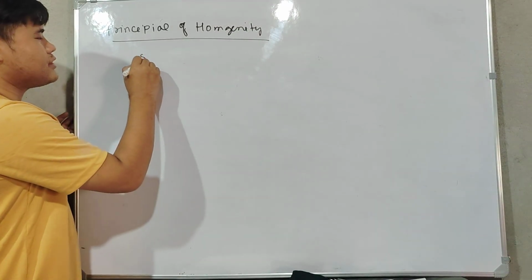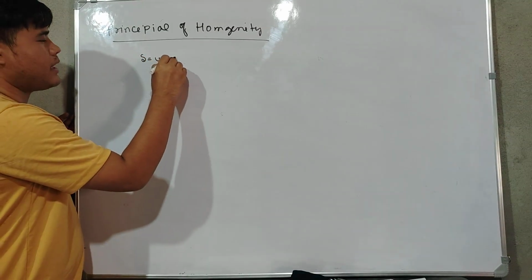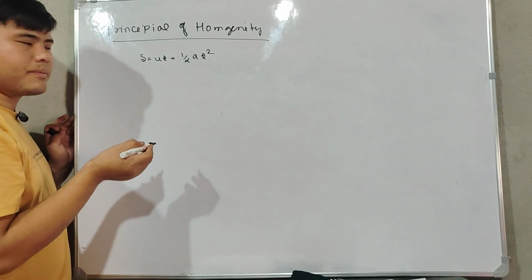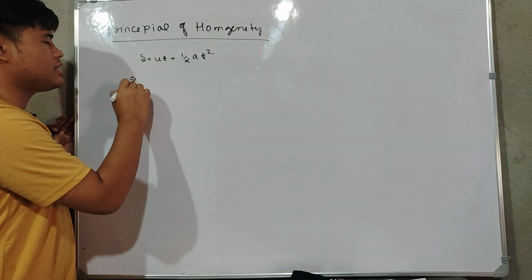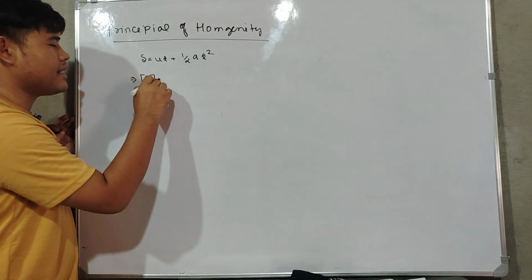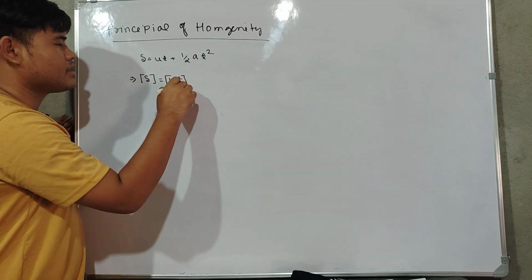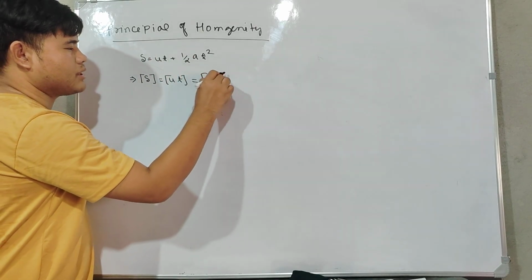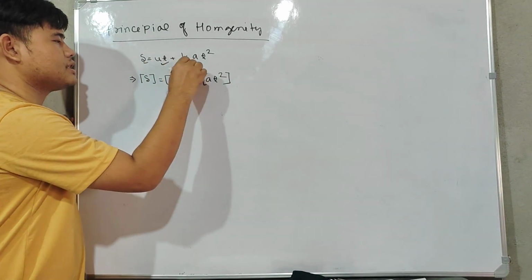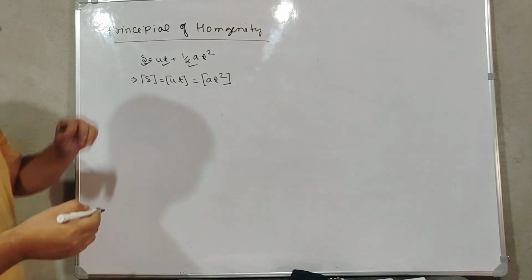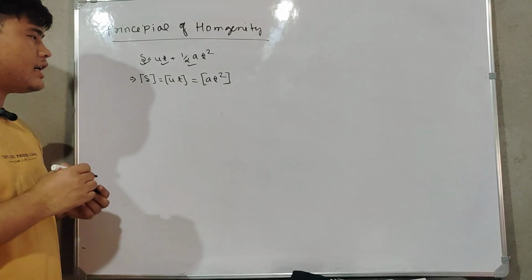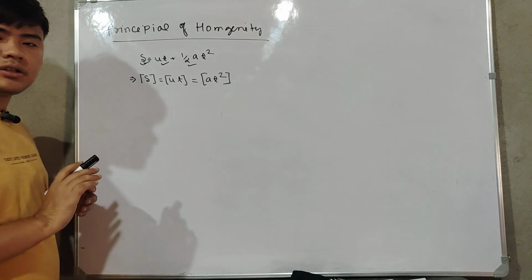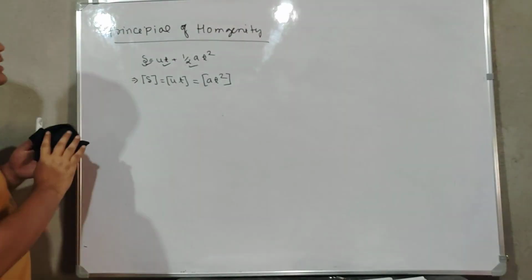Suppose we have s = ut + (1/2)at². According to this principle, this displacement s should have the same dimension as ut. Similarly, this ut should also have the same dimension as at². That means all the terms here should have the same dimensions, right? I will prove for you that it is true. But before that, let us write it down.